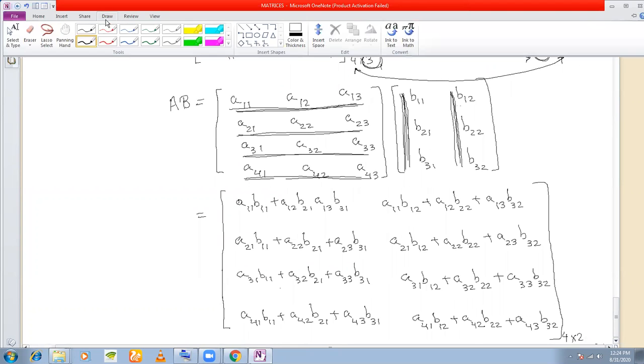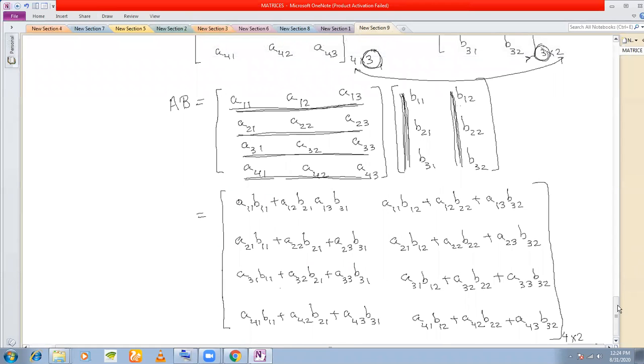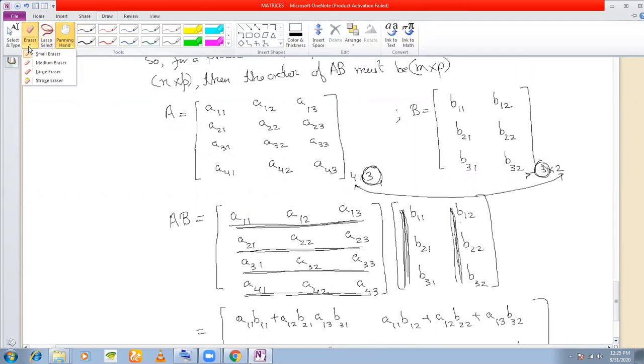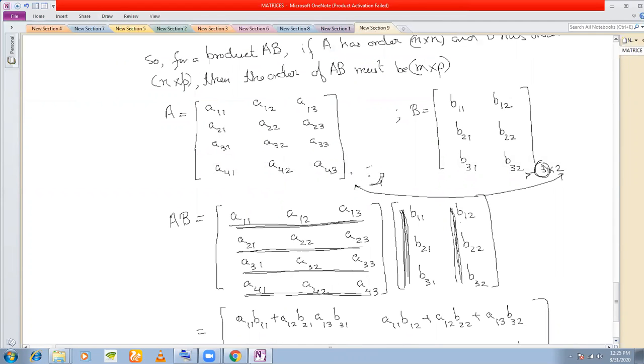Now the question that arises is that I have managed to find the product AB. Can I find the product BA? That is a question. Can you tell me, can I find the product BA or not? A is 4 by 3 and B is 3 by 2. Can I find the product B into A?